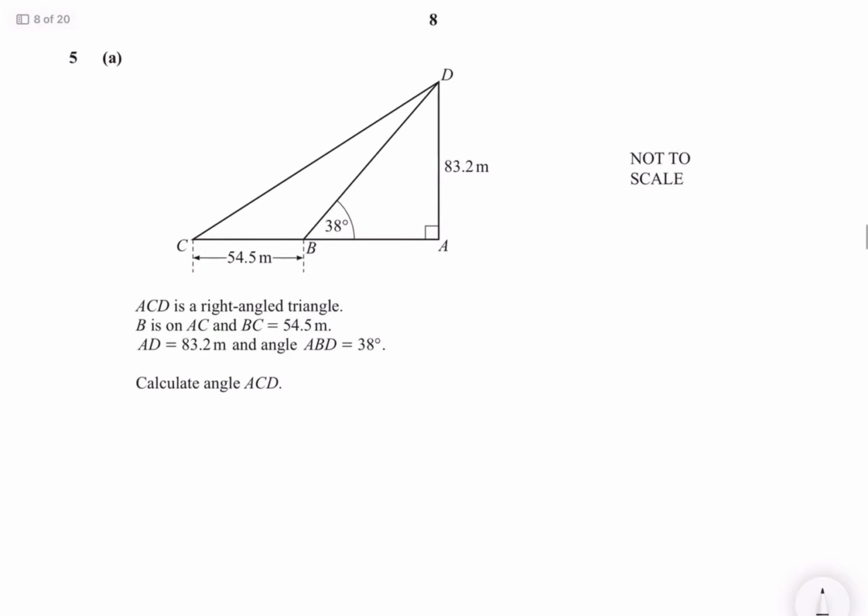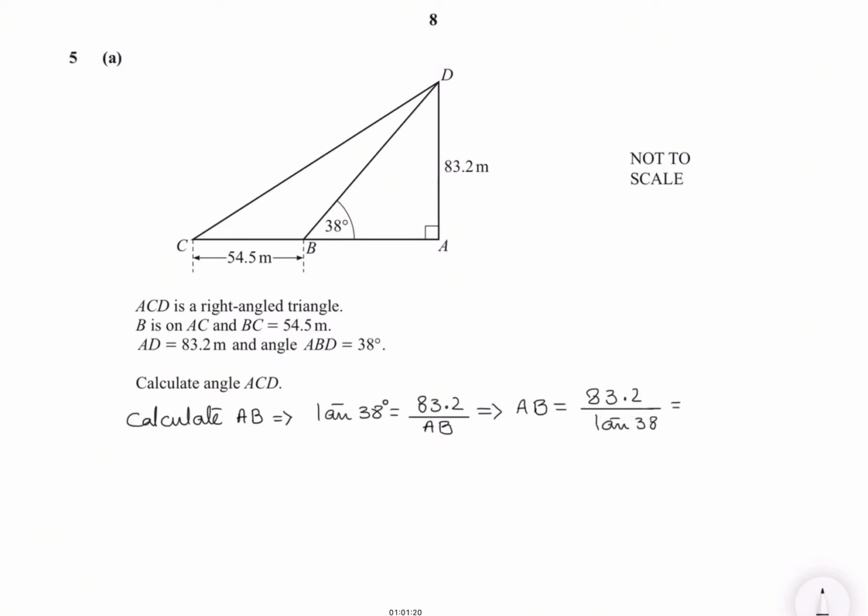Question number 5. Calculate angle ACD. Okay, first find out the length AB. So take this right angle triangle ABD. It has an angle given and a length opposite that angle is given. So you can use tan theta to find out the length AB or BA. So tan 38 is equal to opposite over adjacent, 83.2 over AB. So AB equals this and you get the length 106.49 meters.